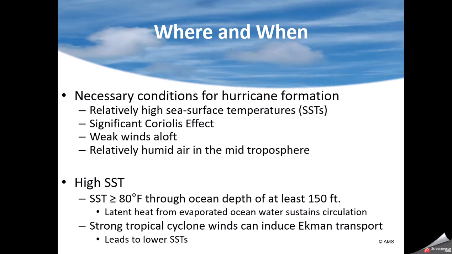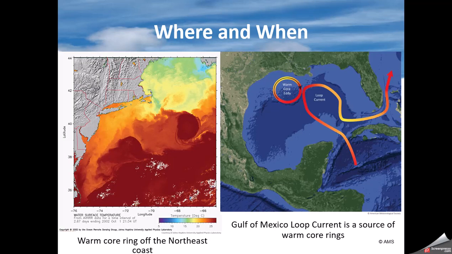Some of the necessary conditions: you have to have relatively warm sea surface temperatures, basically above 80 degrees. There must be some Coriolis force. In other words, you're not going to get this if you're down by the equator. And you want weak winds aloft and a pretty humid air mass. So if there's a lot of dry air floating around, you're not going to get the convection developing and doing its thing. So here you can just see a picture of how warm the water gets sometimes.